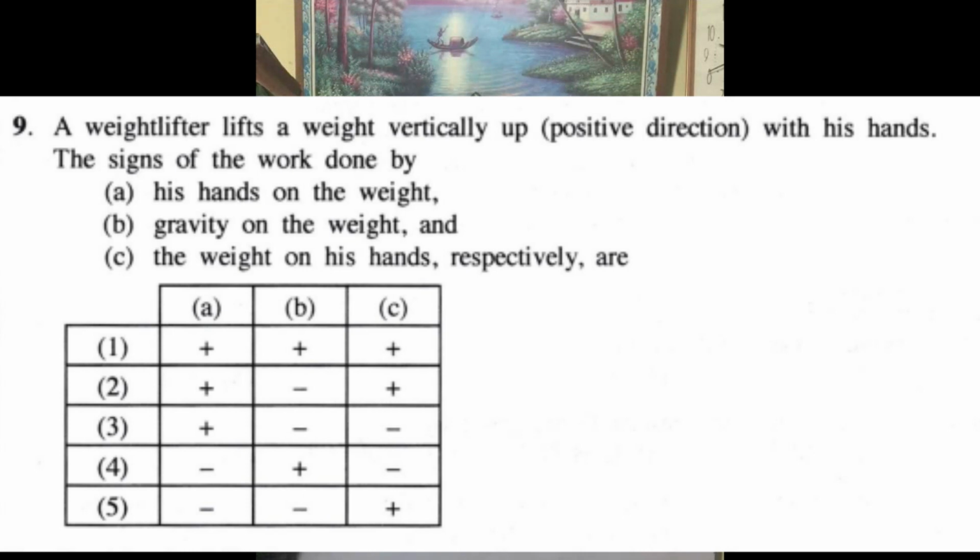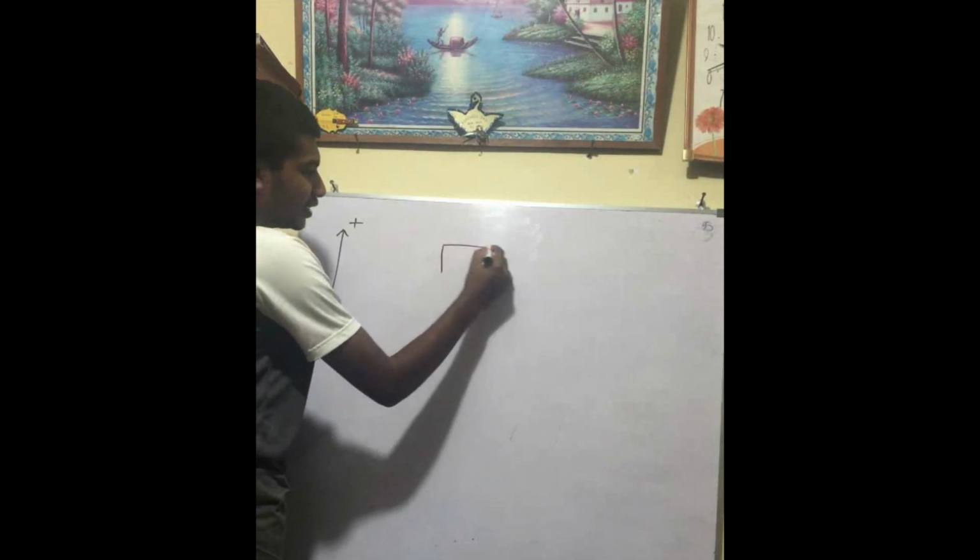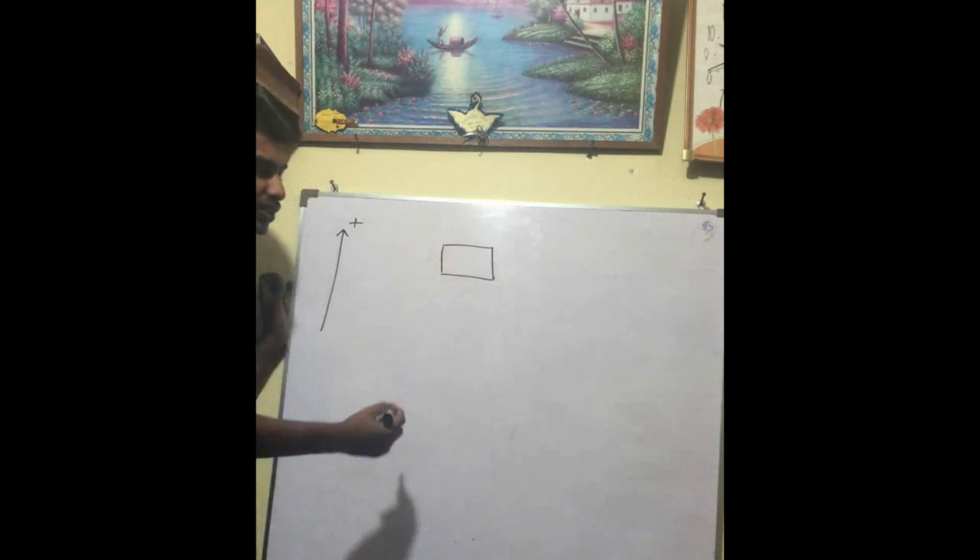Done by. They are asking for the work done by for three statements. One is his hands on the weight, the other one is gravity on the weight, and the weight on his hand, respectively. So we are going to consider first the work done by his hand on the weight.